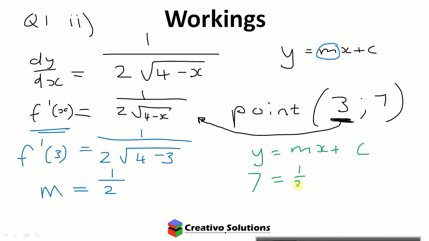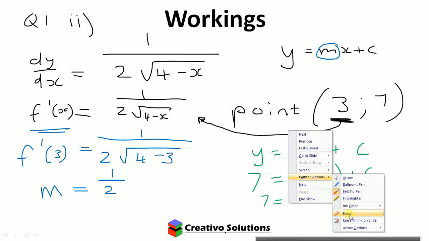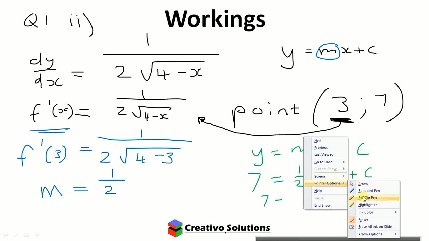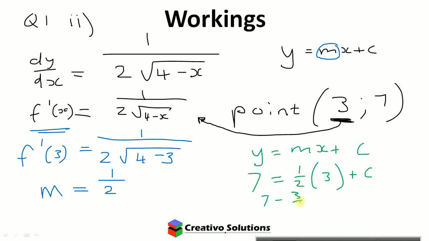7 equals a half, brackets 3, plus c. So 7 minus 3 over 2 equals c. What is 7? I can write 7 as 14 over 2. So 14 over 2 minus 3 will be 11 over 2 equals c. Now I know what c is.